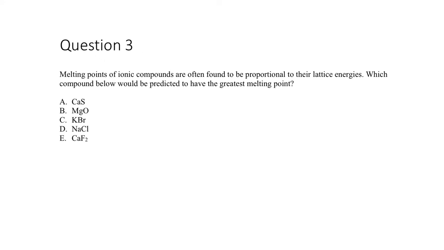Question 3. Melting points of ionic compounds are often found to be proportional to their lattice energies. Which compound below would be predicted to have the greatest melting point? The greatest melting point is a compound with the highest lattice energy. Highest lattice energy is going to be the compound with the greatest magnitudes of charge or the smallest ions. So plus 2 minus 2, plus 2 minus 2, plus 1 minus 1, plus 1 minus 1, plus 2 minus 1. I'm going to rule out the plus 2 minus 1s and the plus 1 minus 1s, and leave myself with one of these plus 2 minus 2s.